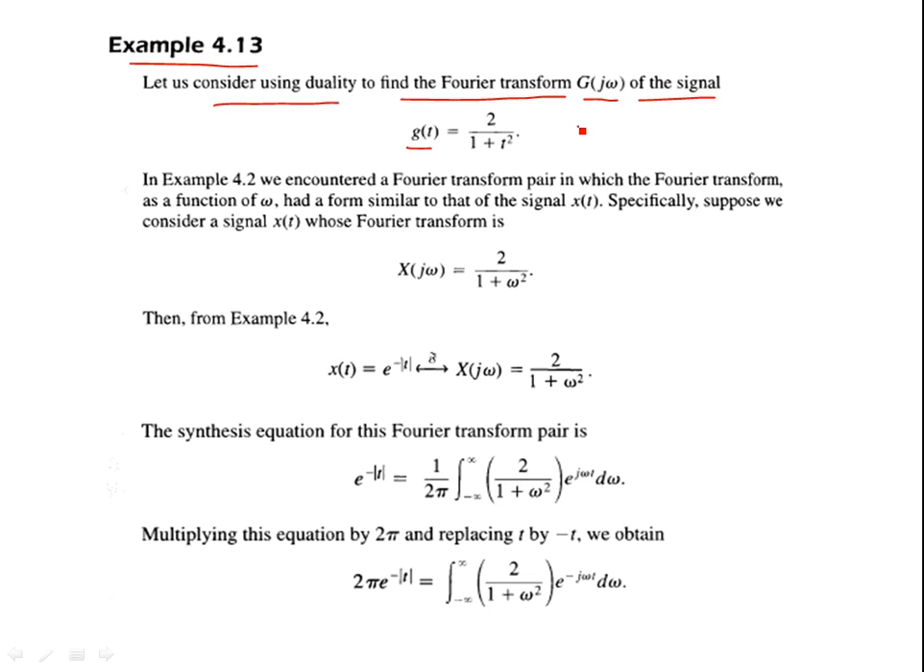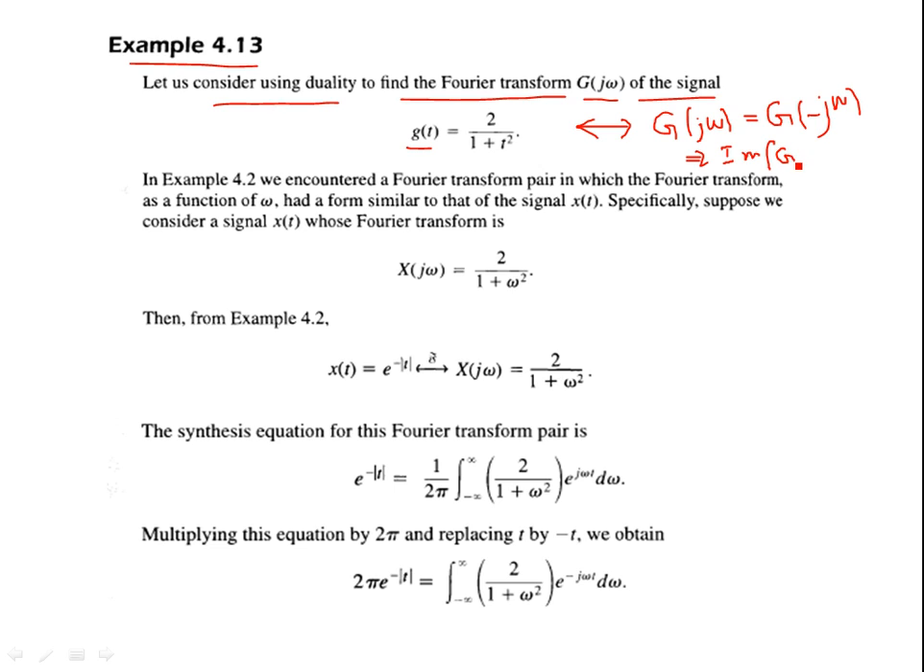What I can deduce from this information, before we know the expression of G(j omega), which we are going to find in terms of the duality property, is that G(j omega) will be an even function and it will be real. So this will be an even function in omega. That's the first thing. The second thing is that it's going to be real, that is, the imaginary part of G(j omega) is going to be 0.